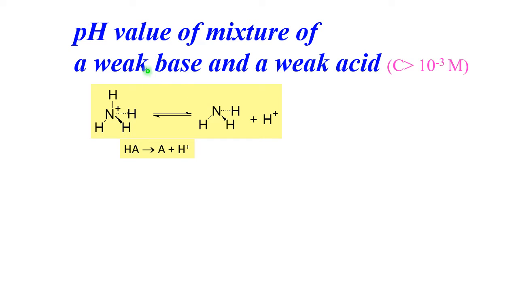Okay, now let us look at what will happen if we have a mixture of weak base and weak acid, and still concentrations are high enough, around 10 to the negative 3 or higher. So let's look at a very simple example. Ammonia base and ammonium acid giving us H+. So what will be the pH if we have separately added ammonium salt and ammonia solution together?